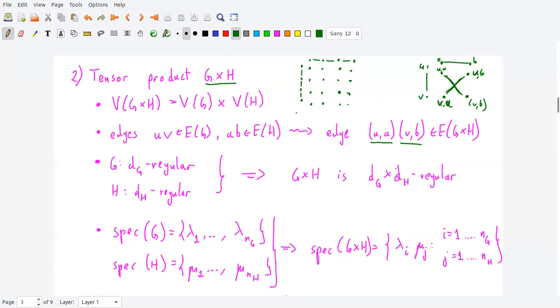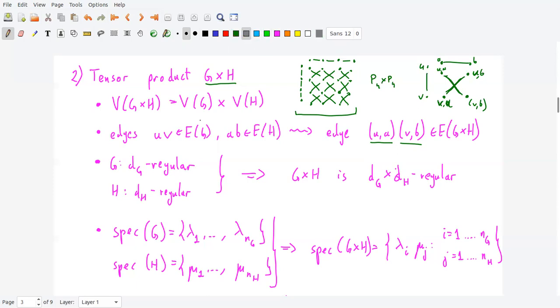So for instance, to see an example, if I take a path times a path, say a P4 times a P4, then what do I get? I simply get those crosses all over the place in those cells of the grid. Because each of those edges times each of those edges creates this cross between the four corresponding vertices, right? So this is the tensor product of a path with a path.